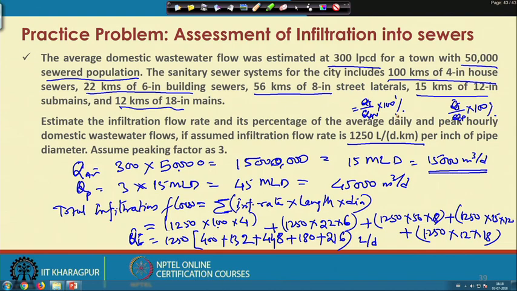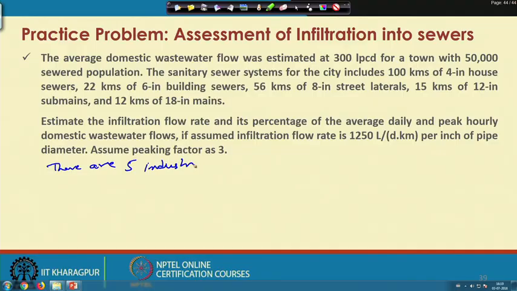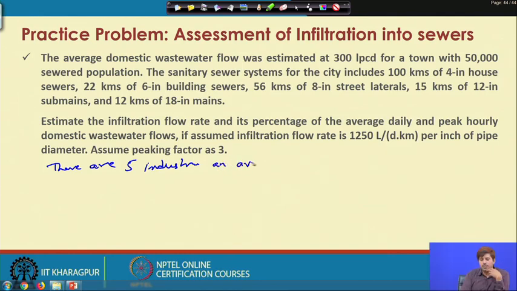This was an example where just one additional parameter was coming into the sewage. As we discussed during this week, there are different other additions that can come in. Let us say you have one industry, or in this question itself, let us add another point: there are 5 industries with an average flow of 20 kiloliters per day of sewage or industrial effluent.